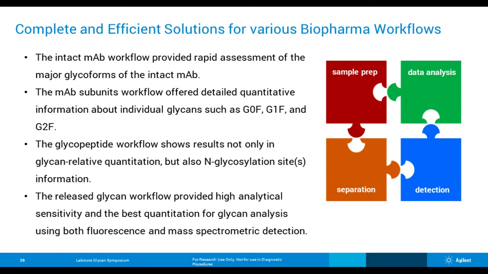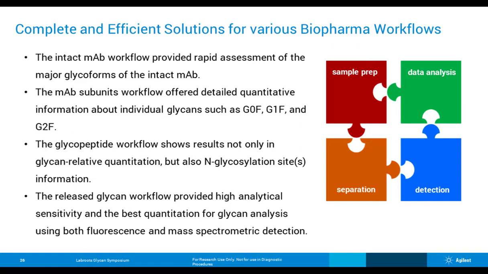Okay. All right, next. How much antibody do you need for the released glycan analysis workflow on the AssayMAP Bravo? As described in our app notes, the experiment injects the free released glycans from about 1 to 2 micrograms of the intact antibody sample.